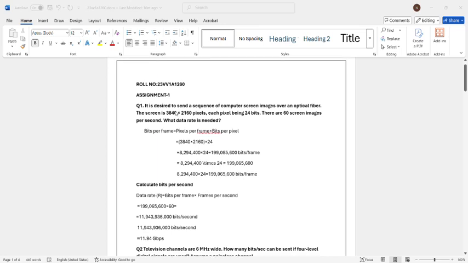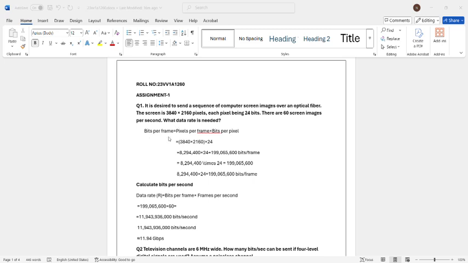The question number 1 is, it is desired to send a sequence of computer screen images for an optical fiber. The screen is 3840 into 2160 pixels, each pixel being 24 bits. There are 20 screen images per second. What data rate is needed?